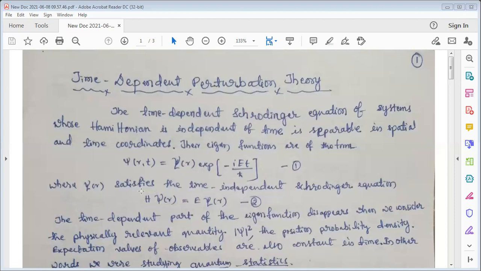So this psi of r satisfies the time independent Schrodinger equation. This is the wave function which is connected to the time independent part of the Hamiltonian, and because of that reason it satisfies the time independent Schrodinger equation. And this time independent Schrodinger equation is given by H psi of r is equal to E psi of r.